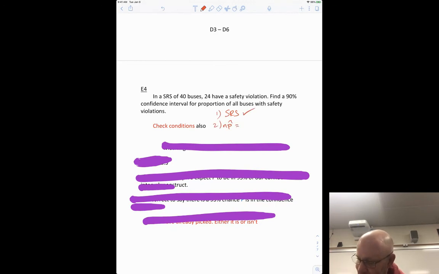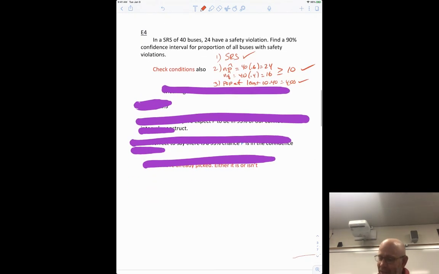n p hat, let me do a little math here. Sorry, the p hat is 24 out of 40, right? So 24 out of 40 is 60%, and n p hat is 24. And n q hat is 40 times 0.4, which is 16, both greater than or equal to 10. Check. And population at least 10 times 40, or 400. We don't really know that, so we're just going to check it off anyway. Most of the time, these conditions are a formality for us because we're not going to know the population. We're just going to make the assumption that it's big enough.